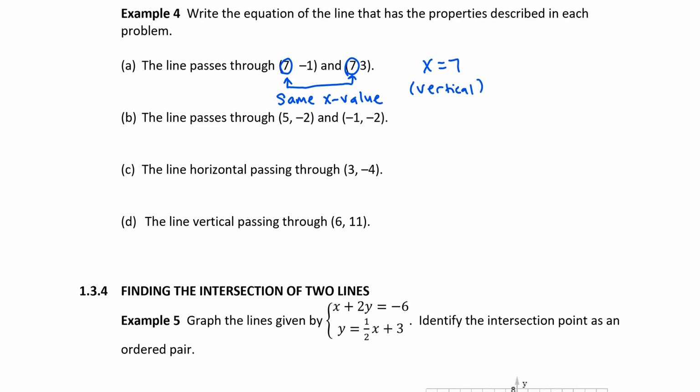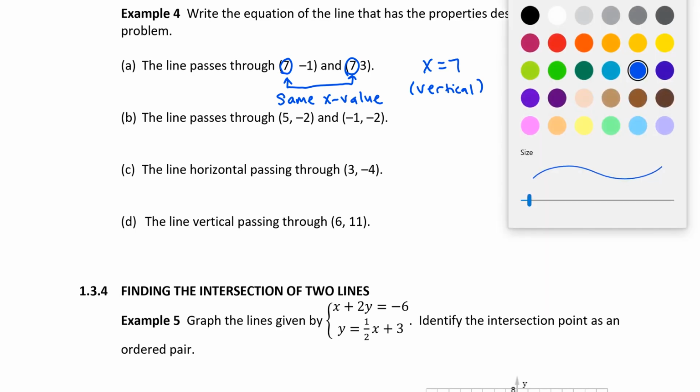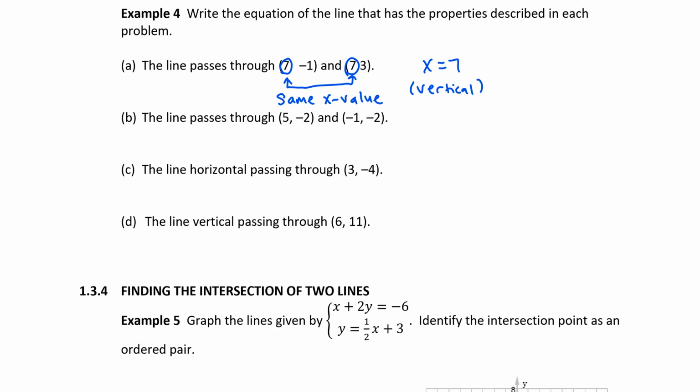Example B. The line passes through (5, -2) and (-1, -2). Again, looking at those 2 points, what catches your eye? Did you notice that they have the same y value? If they have the same y value and y is constant, then we know we're dealing with a horizontal line. The form for the equation of a horizontal line is y equal to a constant, and in this case, it's y equals -2.